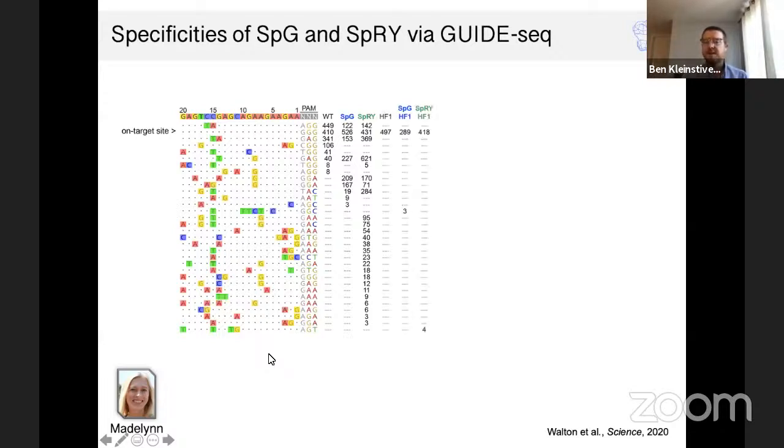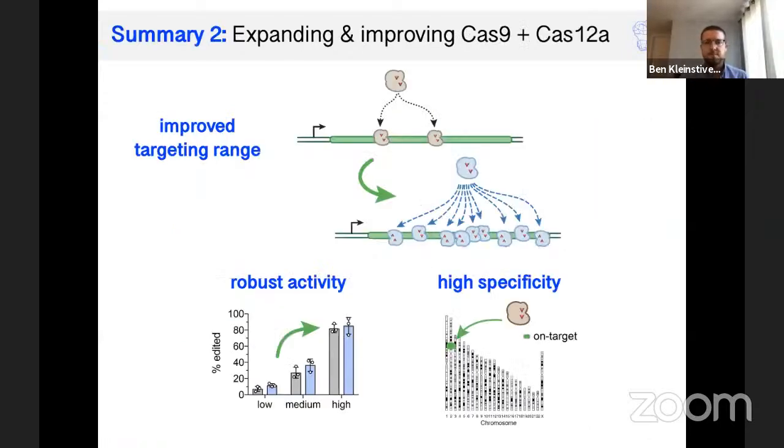But what we're able to do then is take the high-fidelity proteins and combine them with our expanded targeting range proteins to now eliminate all of these new off-targets that appeared with the expanded targeting ranges of SpG and SpRY. So by combining our high-fidelity or safer enzymes with our expanded targeting range enzymes, we now have these proteins that can frequently target throughout the genome, but now retain a relatively safe genome editing profile.